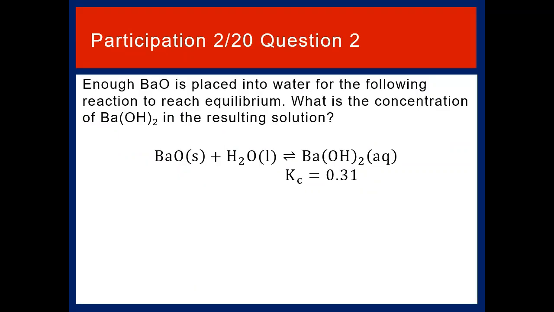Participation 220, question 2. Enough BaO is placed into water for the following reaction to reach equilibrium. What is the concentration of Ba(OH)2 in the resulting solution? BaO solid plus H2O liquid becomes Ba(OH)2 aqueous. Kc is 0.31. This is the second question on participation 220, due Friday, February 20th at 11:59 p.m. on Blackboard. The link to the assignment is right below the links to these videos. Again, enough barium oxide is placed into water for the following reaction to reach equilibrium. What is the concentration of barium hydroxide in the resulting solution? Barium oxide reacts with water to make barium hydroxide aqueous, and Kc is 0.31.